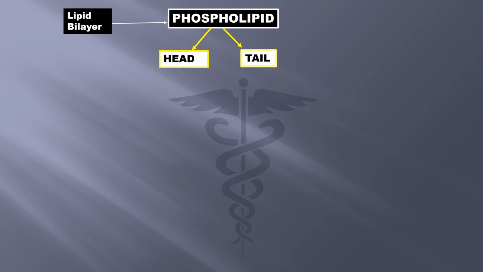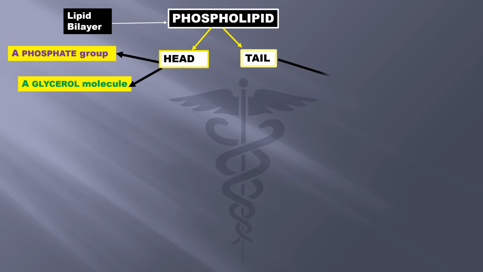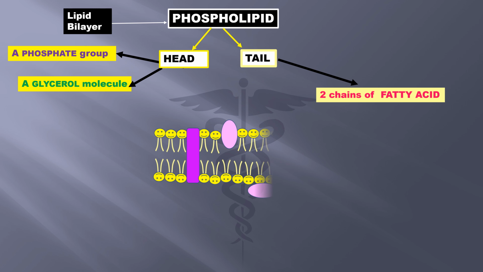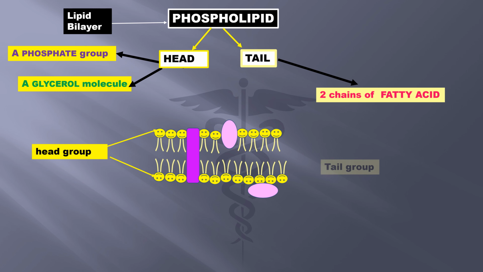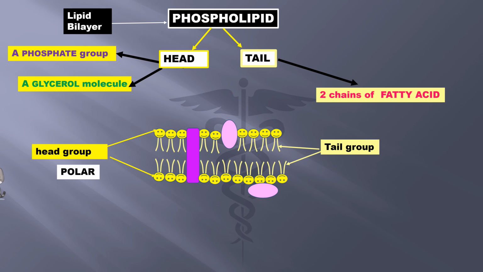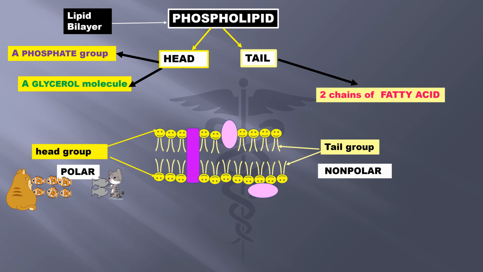The phospholipids are made up of two parts, head and tail. The head consists of a phosphate group and a glycerol molecule. The tail is made up of two chains of fatty acids. This is a close-up of the phospholipid bilayer, head group and tail group. The head group is polar and the tail group is non-polar.